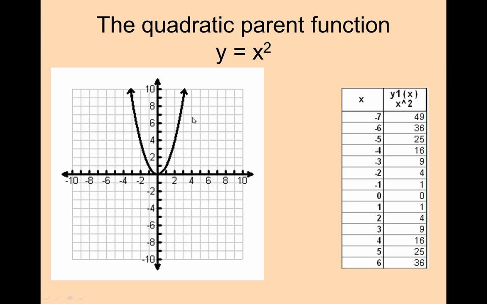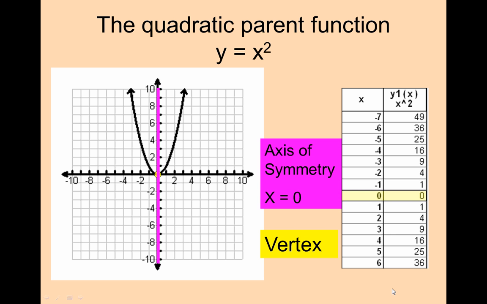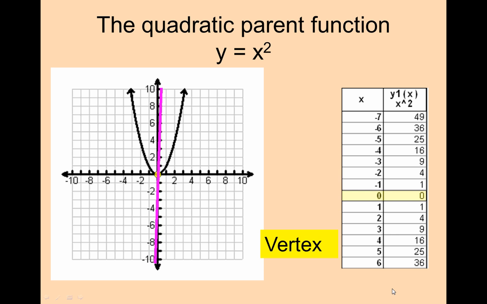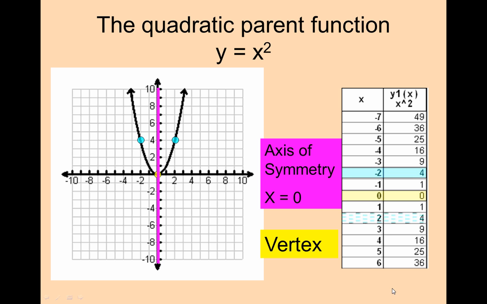Now, the vertex is the point where the parabola changes direction. Is it at the bottom of the graph or the top? In this one, it's at the bottom. So is that a maximum or a minimum? Minimum. See, now look. The vertex, they put a dot on it. Axis of symmetry is x equals whatever the x number is of the vertex.